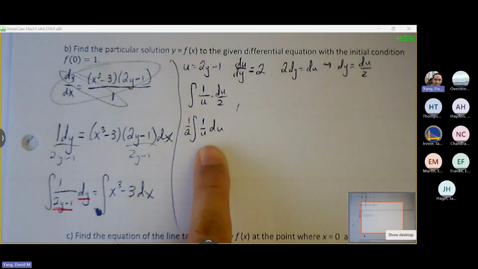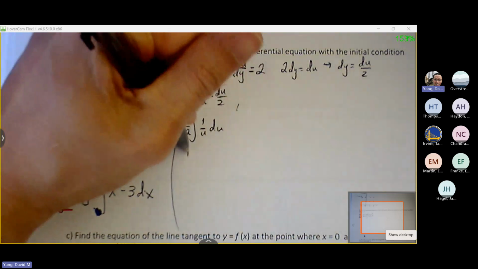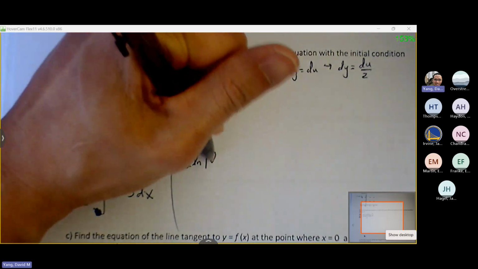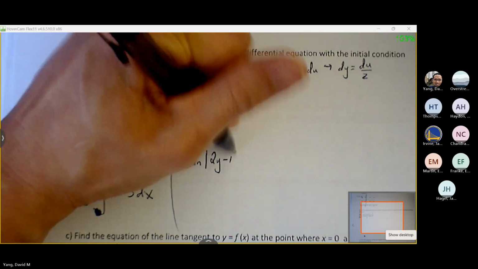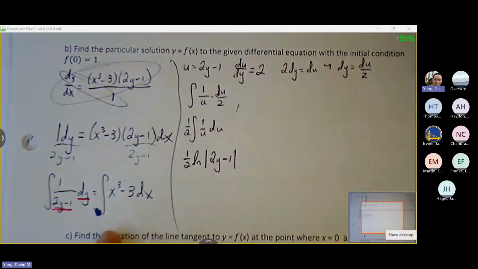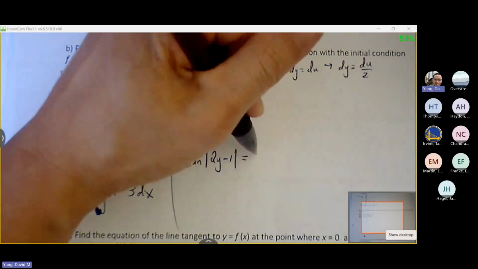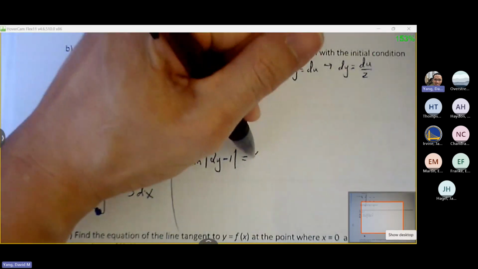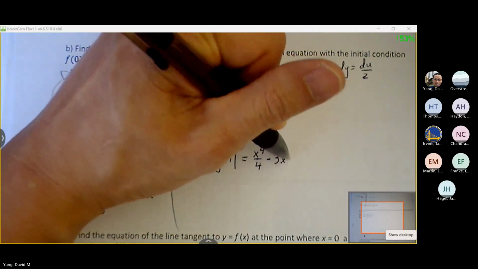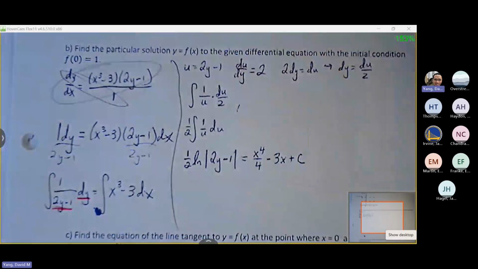Okay, so 1 over u du, that's just going to be natural log of u, and then replace the u back in terms of y. So a lot of work on the left side, and the right side is just power rule. So equals x cubed becomes x to the 4th over 4, 3 becomes 3x, and then plus c.